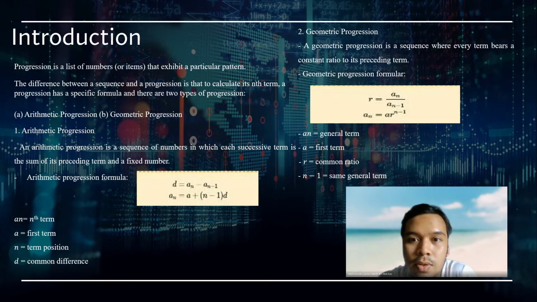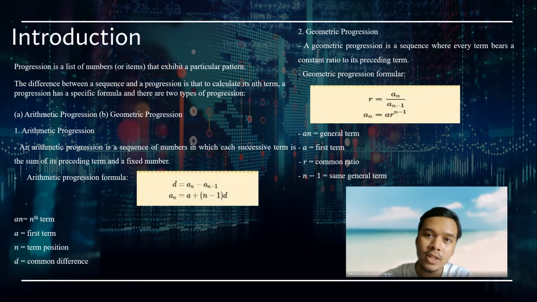Alright, so let's move on to arithmetic progression first. What is arithmetic progression? Arithmetic progression is a sequence of numbers in which each successive term is the sum of its preceding term and a fixed number. What is the formula?